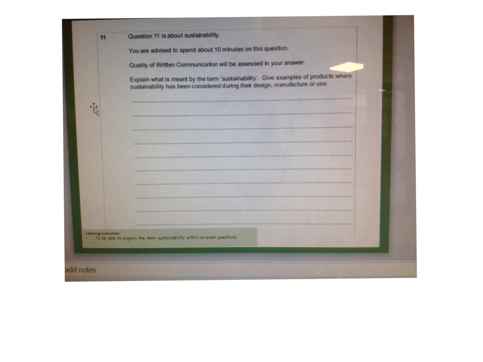You might get a couple of marks for explaining what sustainability is. You need to give some examples of the products and think about the fact that it's asking you for design, manufacture, so the making of the product, or when it's being used. When has sustainability been considered during design, manufacture or use? Okay, so there are 3 different things that you could talk about there.